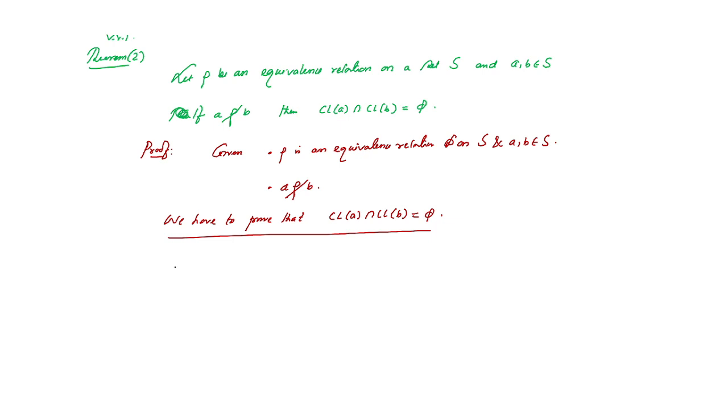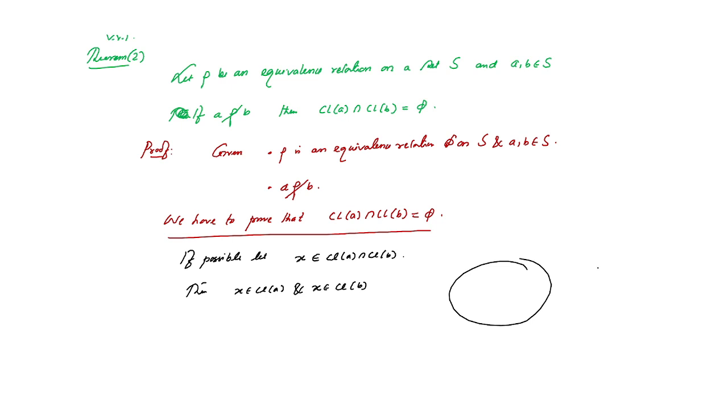So here we assume, if possible, let them not be disjoint. So that means the intersection is non-empty. So that means X belongs to class A intersection class B. Now we will just apply the definition of intersection. Then X belongs to class A and X also belongs to class B. That means X belongs to both A and B. So this is class A and this is class B. Here we have taken X.